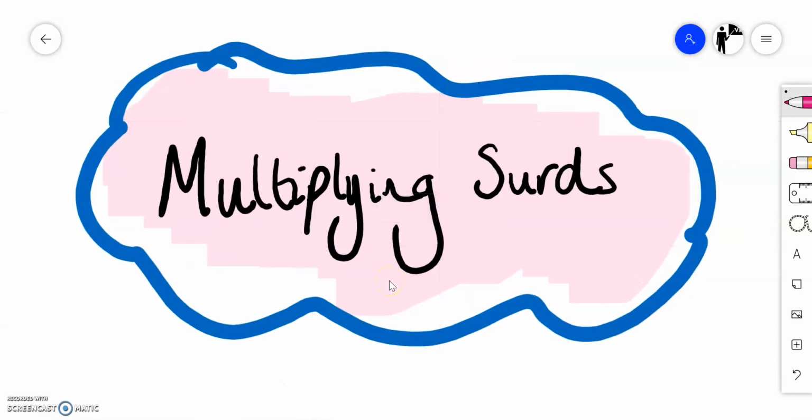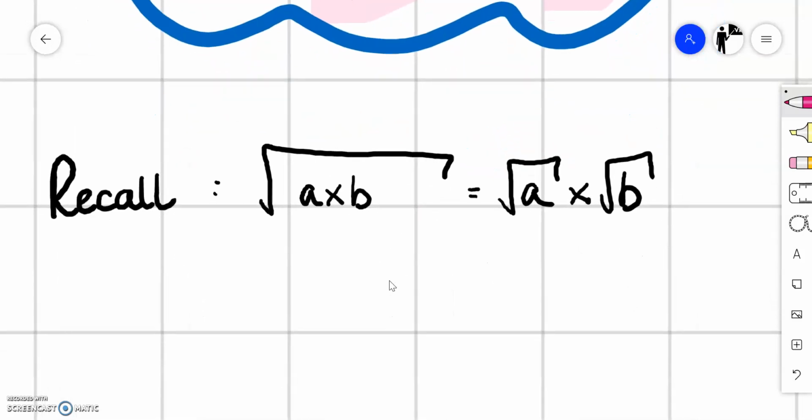In this video, we're going to have a look at multiplying surds. In previous videos, we looked at adding and subtracting. We're now going to bridge this towards multiplication. We're going to think about this from the viewpoint of how we simplify surds in the first place.